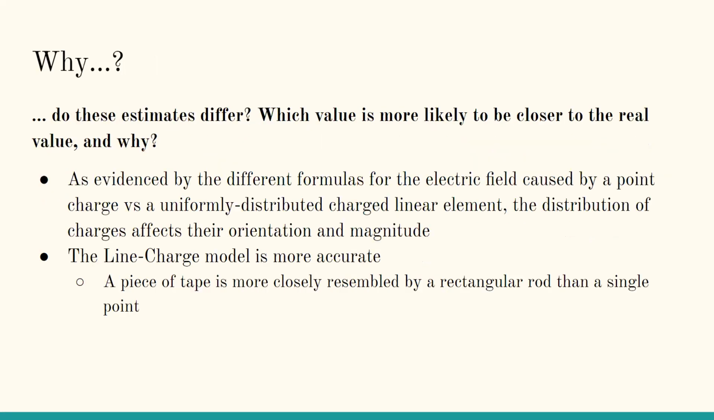And why do these estimates differ? Because the geometry of the objects matters, and as we can see by the different formulas, the distribution of charges affects the orientation and magnitude, and the line charge would be more accurate because a piece of tape is closer to a rectangular rod than a single point.